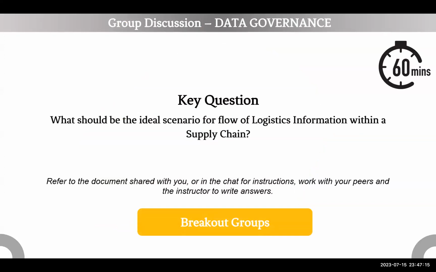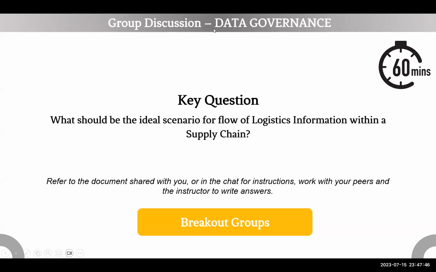So how will this work? The key question here is, what is the ideal scenario for the flow of logistics information within a supply chain? It is not a very simple question. There are lots of nitty-gritties linked to governance of data in any supply chain. I believe all of you have received an email from Priyanka with a Word document attached, which I have also put in the Zoom chat, so you can download it from there as well.